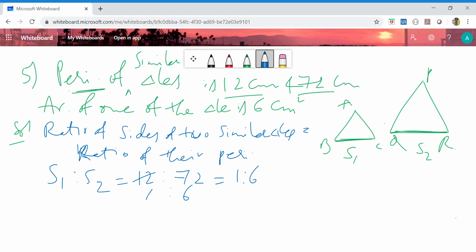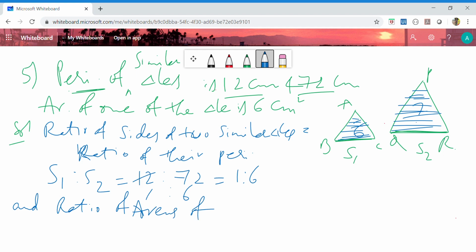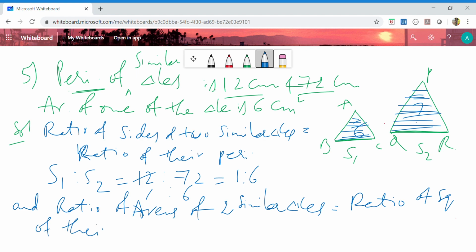What is the area given? Area of the smaller triangle is given as 6 centimeter square. Area of the big triangle is what he is asking. And one more formula, what do you know? The ratio of areas of two similar triangles is equal to the ratio of squares of their corresponding sides.